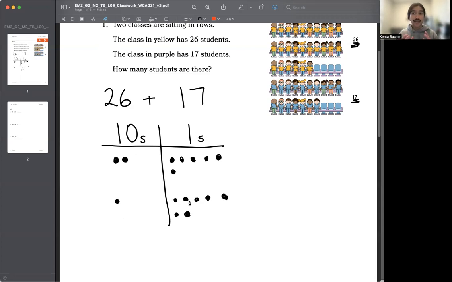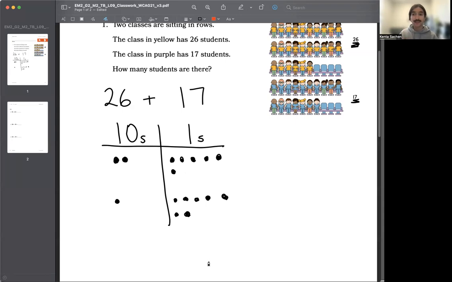Okay, now we can add them together, count them together, right? I'm going to start by counting my ones. How many ones do I have? 6 and 7. Go ahead, I want you to count. How many? Yeah, right now we have 13, right? We have 5, 10, 11, 12, 13. Maybe you counted 6, 7, 8, 9, 10, 11, 12, 13.